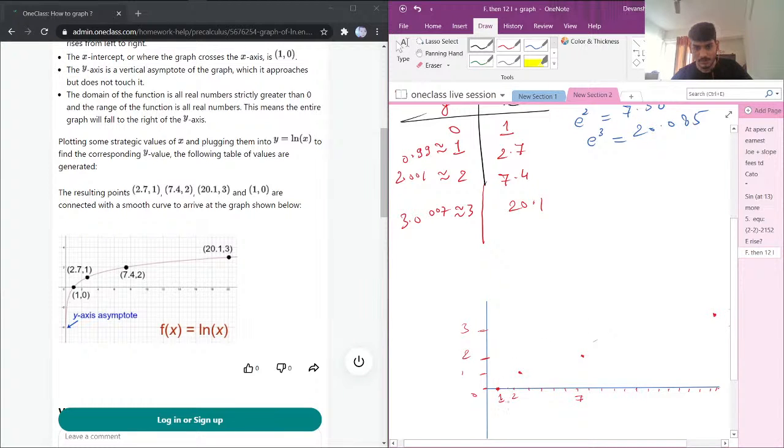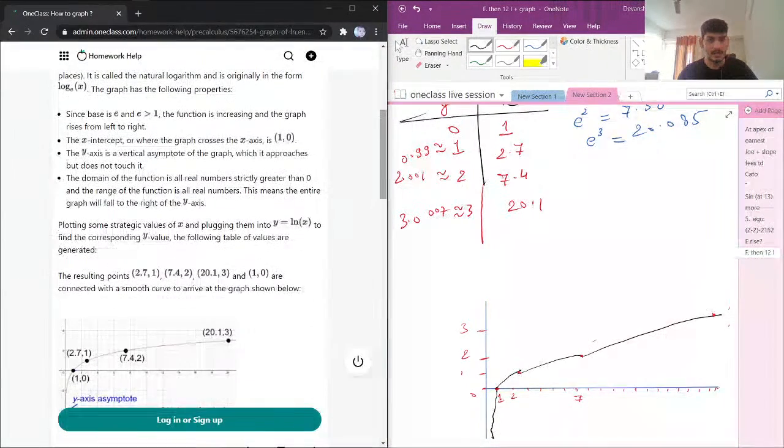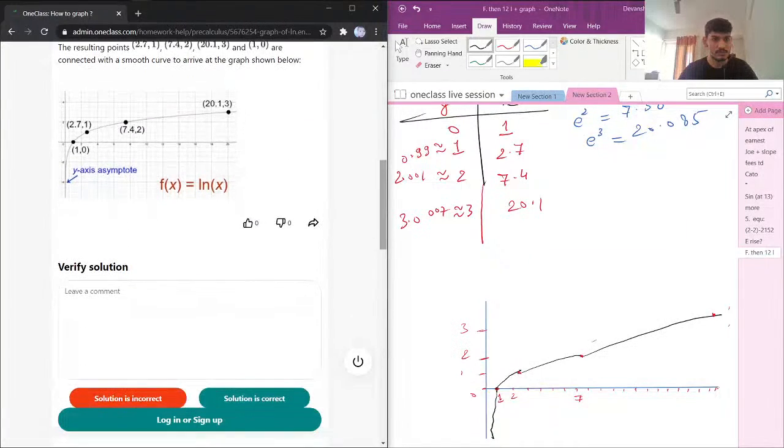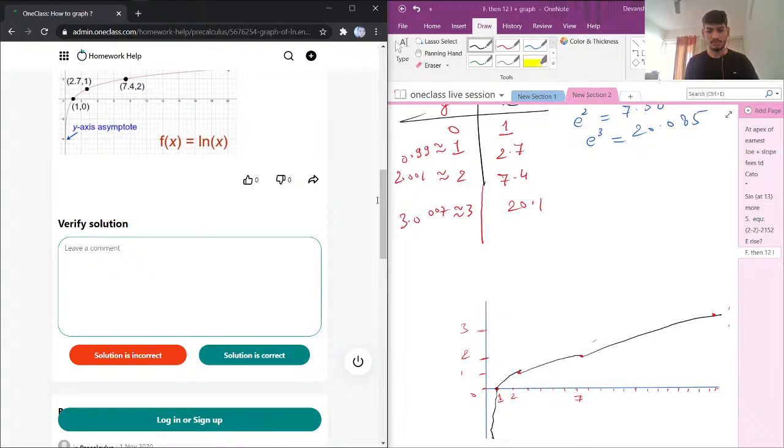Now we will just connect these lines. This will go up to infinity. Yeah, so in this way we draw the curve, or we graph ln of x. So coordinates are correct solution.